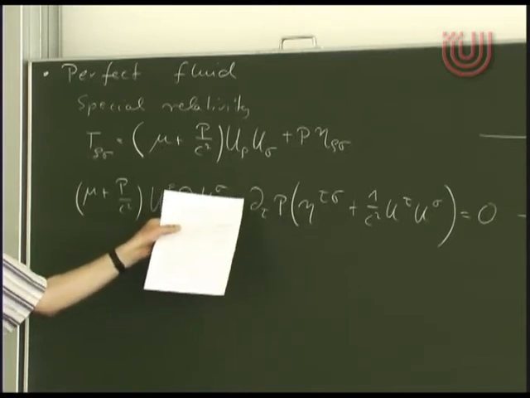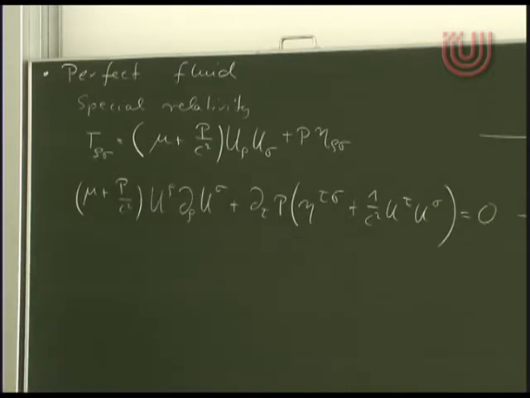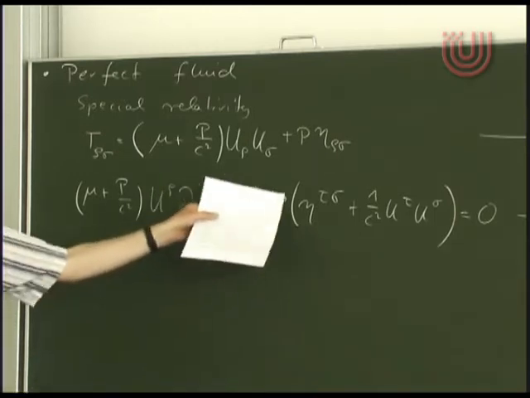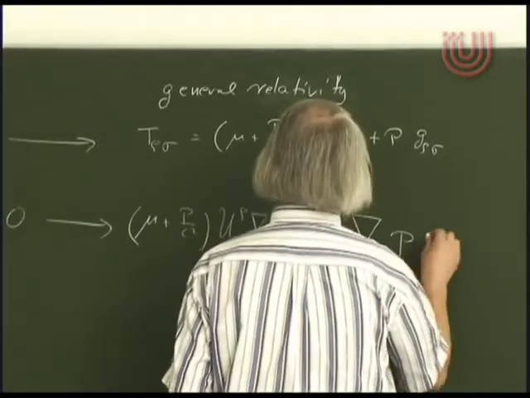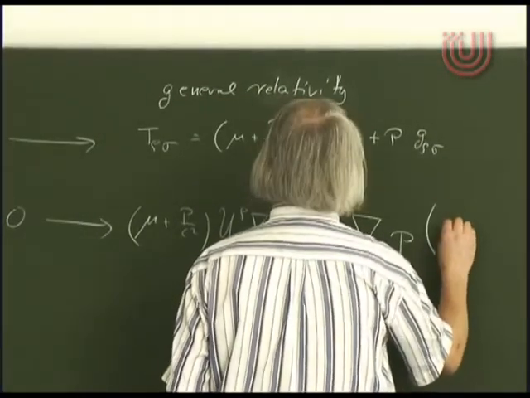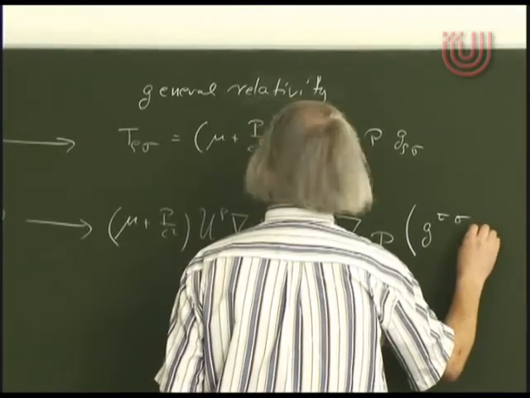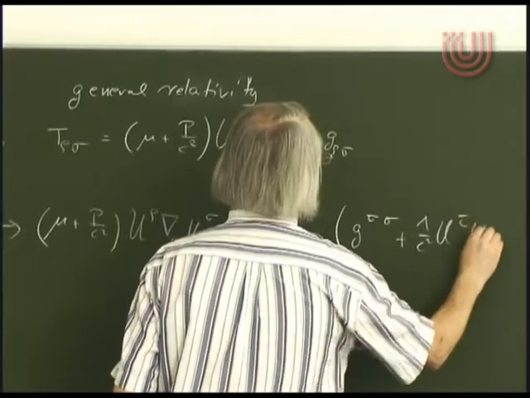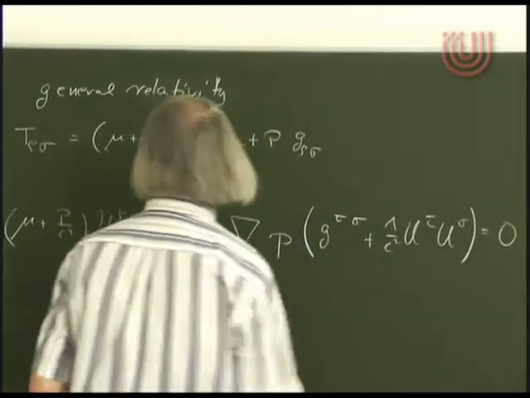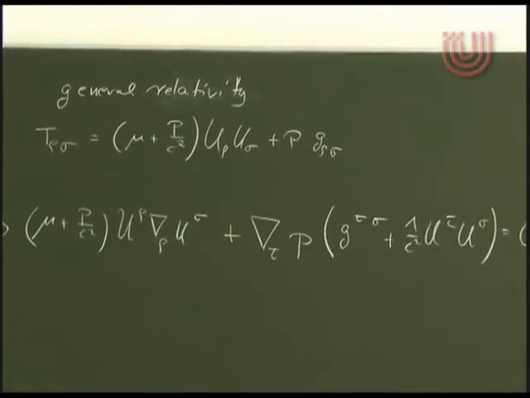If a partial derivative acts on a scalar field, then I can replace it by a covariant derivative and vice versa. So the difference is only relevant if I have tensor fields of higher rank here. But it's certainly not wrong if I write a covariant derivative here. And the eta becomes a g tau sigma plus 1 over c squared u tau u sigma is 0. So that's the equation of motion for the flow lines of a perfect fluid.